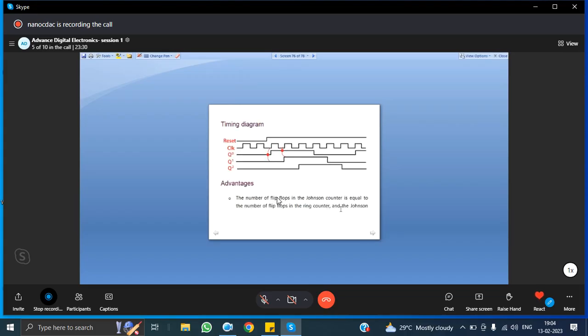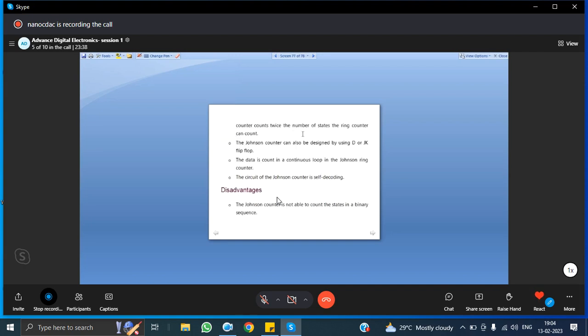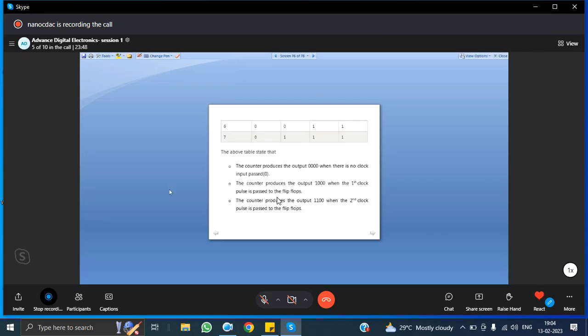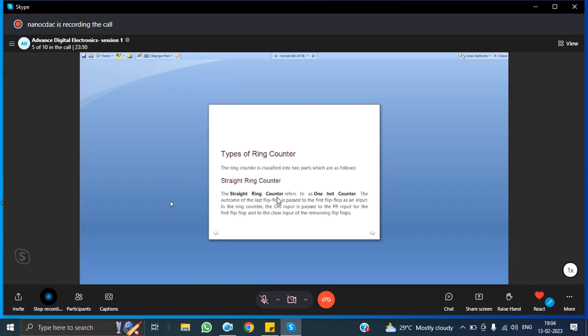So the advantage is that the Johnson counter counts twice the number of states. That is the advantage. But the binary sequence counting won't happen, that is the drawback of the Johnson counter. Okay, you can take these shift registers and counters.